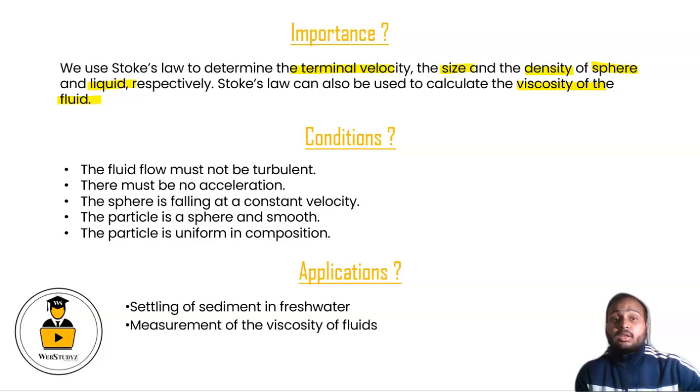Now there are some applicability conditions for Stokes law. So first is the fluid flow must not be turbulent. Second, there must be no acceleration. Third, the sphere is falling at a constant velocity. Fine. The particle should be sphere and smooth. Fine. Last applicability condition is uniform. The particle should be uniform in composition.